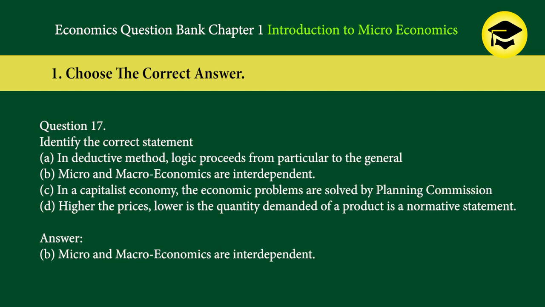Question 17. Identify the correct statement. A. In deductive method, logic proceeds from particular to the general. B. Micro and macroeconomics are interdependent. C. In a capitalist economy, the economic problems are solved by the planning commission. D. Higher the prices, lower is the quantity demanded of a product, is a normative statement. Answer B. Micro and macroeconomics are interdependent.